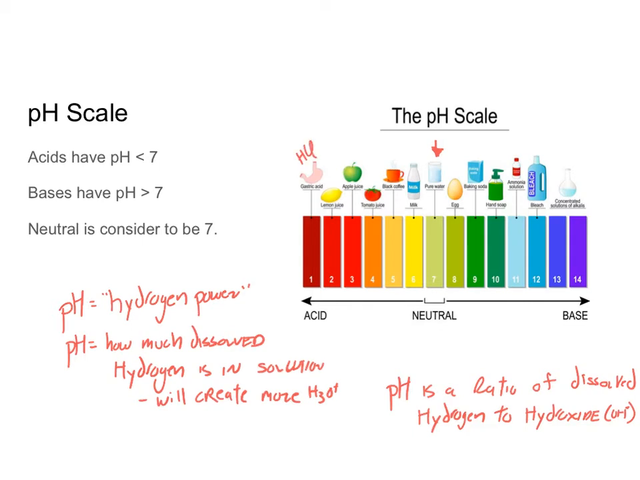Things that are basic can be eggs or baking soda or soap or ammonia solution or bleach or concentrated solutions of alkalis like sodium hydroxide or, like I said, ammonia. So those are our stronger bases.